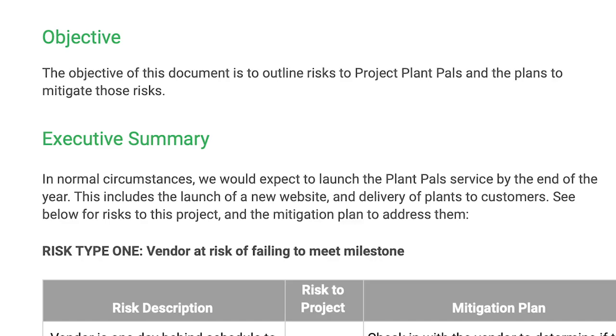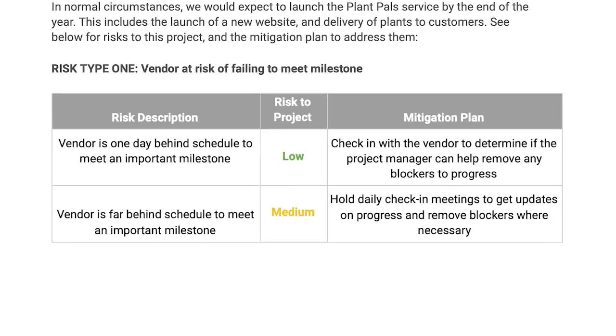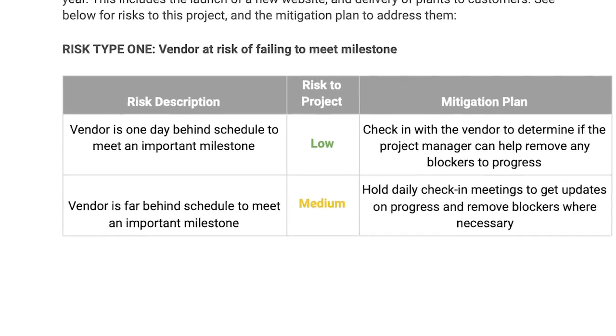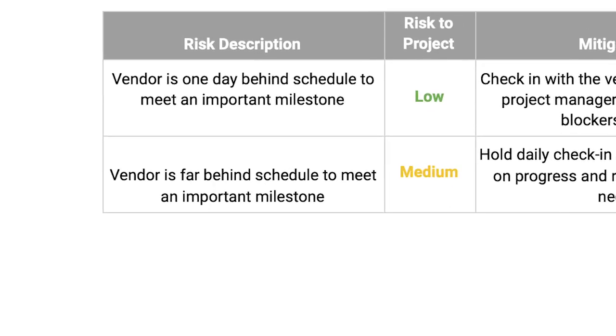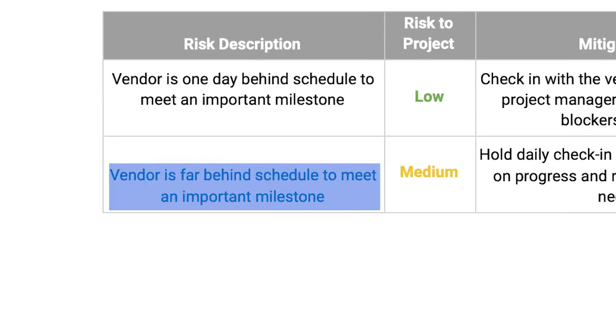This document also includes the risk register you learned about earlier, which is a table or a chart that contains your list of possible risks. Here, we've outlined one of the potential risks to Project Plant POWs, which is the potential for the vendor to fall behind on a deadline.